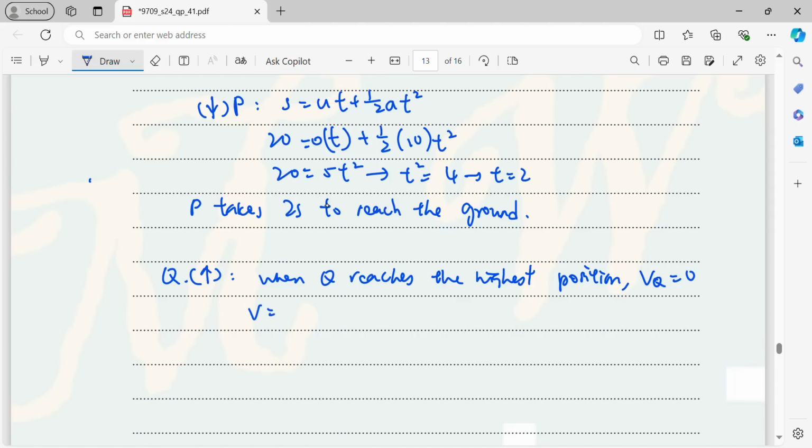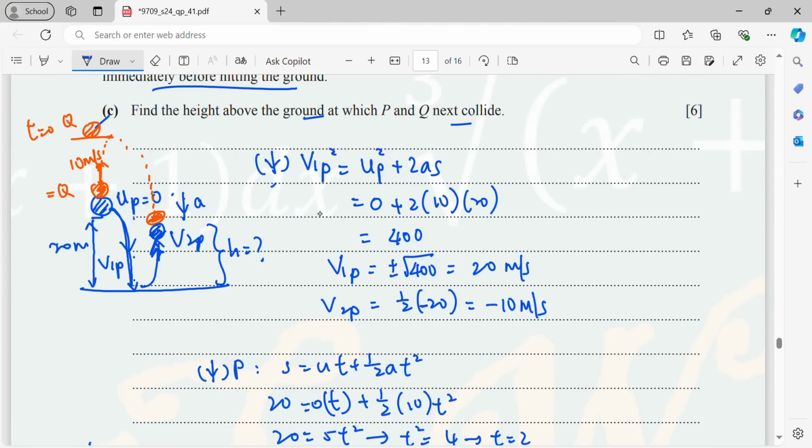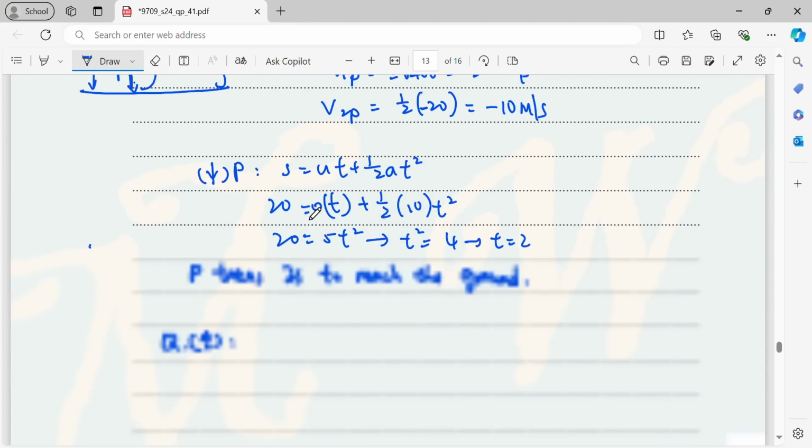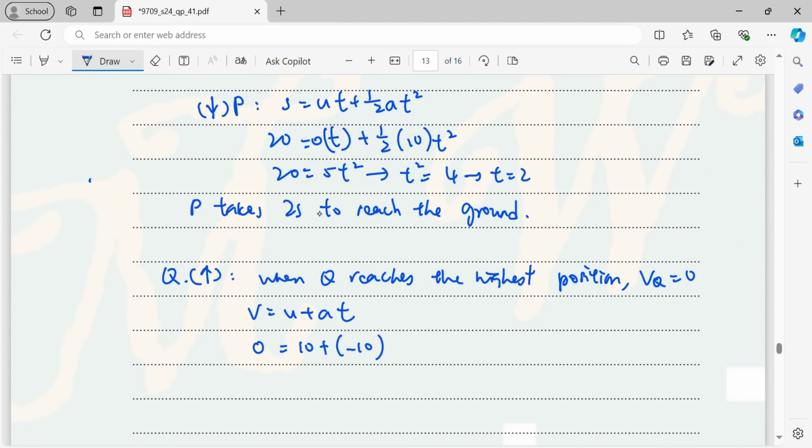So now I use V equals U plus AT. The VQ is 0. The U now is 10, from the previous question. A is negative because going up is negative, right? So here negative, T just remains as T. So now here it will be 10T equals 10. That means T equals 1, which means Q takes 1 second to reach the highest position.